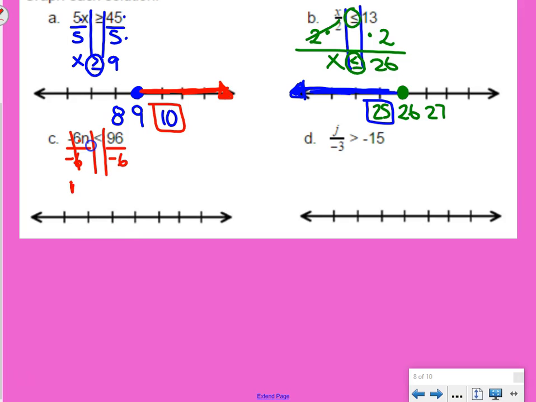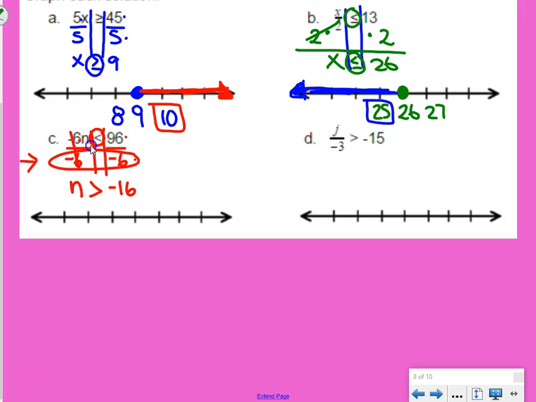We get n, 96 divided by negative 6 is negative 16. We divided by a negative number. So before we would carry down a less than, we have to flip that and make it a greater than because we divided by a negative number.